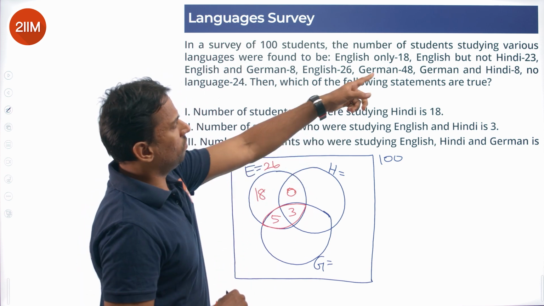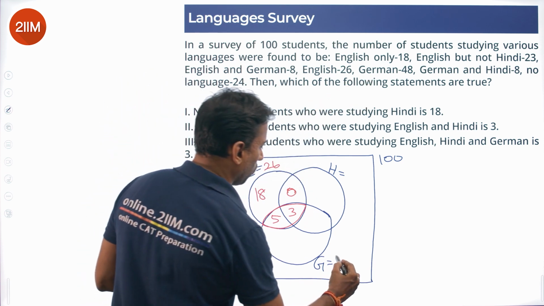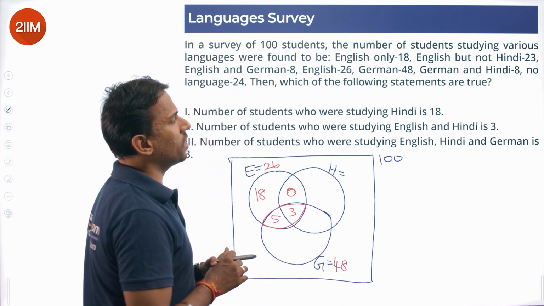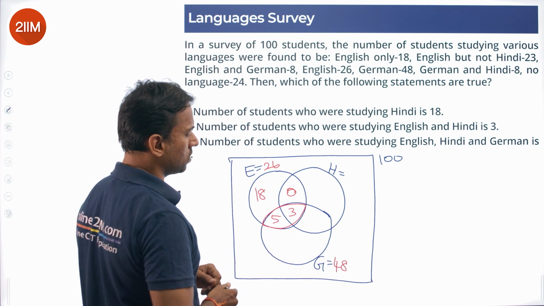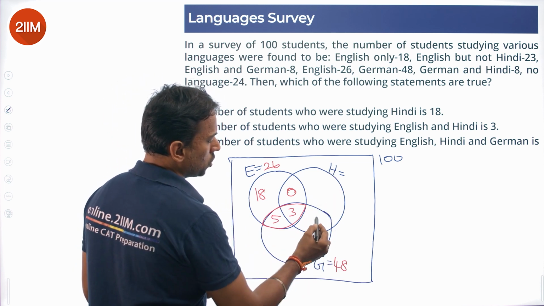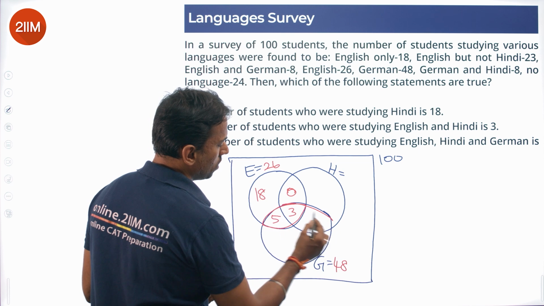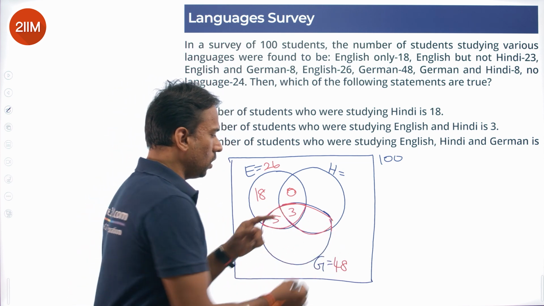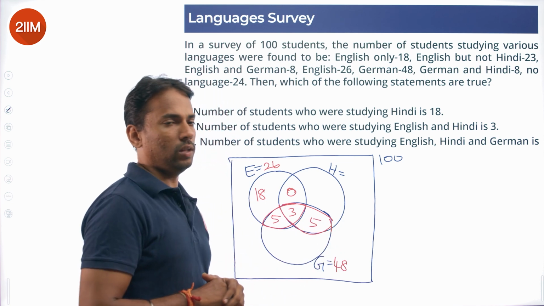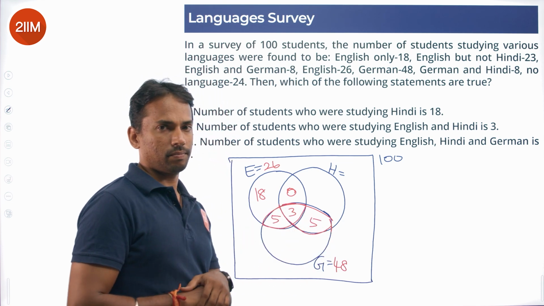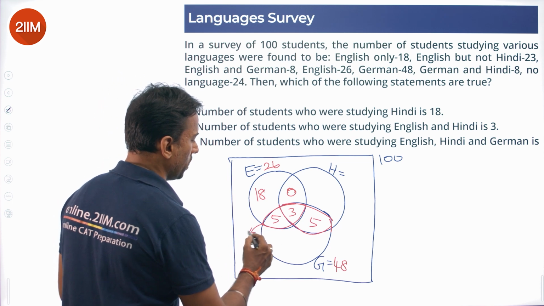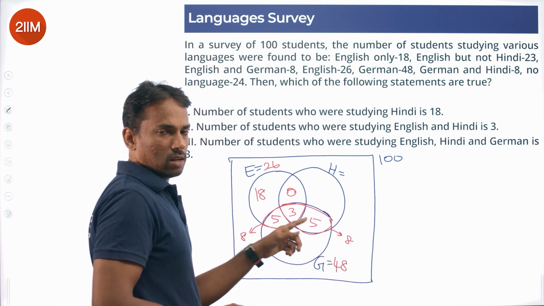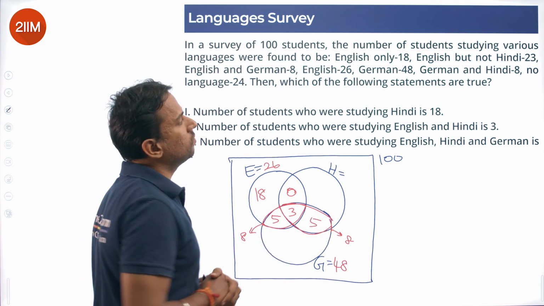German is 48, which means full German should be 48. German and Hindi is 8, which means this portion should be 8. Again, this is 3, that means this should be 5, only then this total will become 8. Like how we had this portion to be 8, here also we are given 8. That means this is already 3, this should be 5 to make that 8.